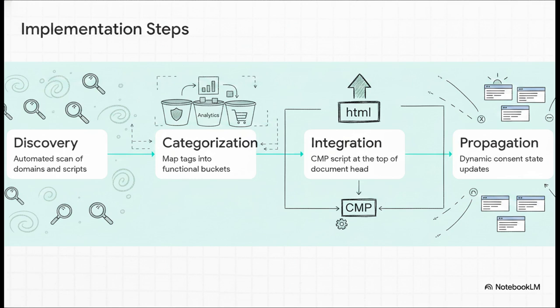The third step is absolutely critical, execution order. The CMP must be integrated at the very top of your document head. Seriously, if a marketing tag fires even 1 millisecond before this engine initializes, you are instantly out of compliance. And finally, consent signal propagation happens, meaning native consent initialization triggers fire dynamically inside Google Tag Manager, but only when the proper consent state is explicitly granted.